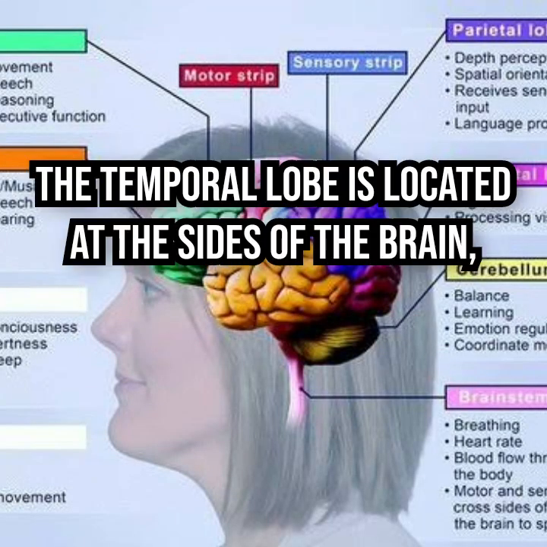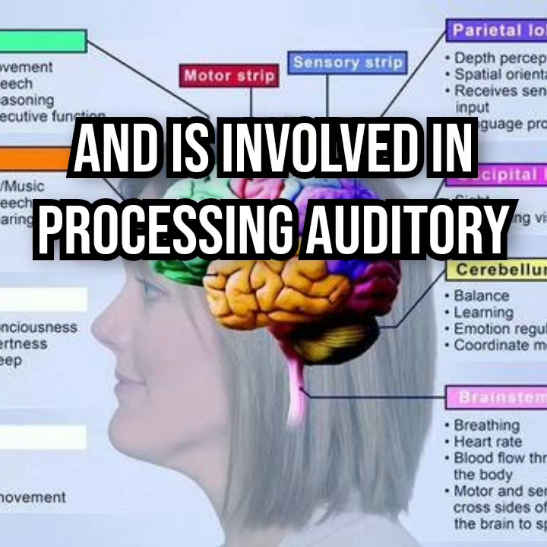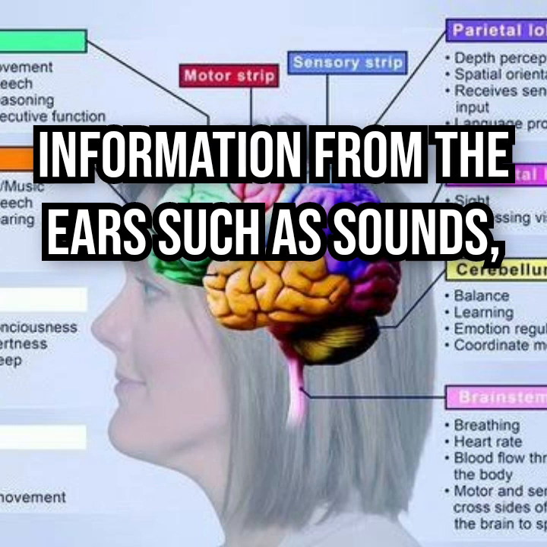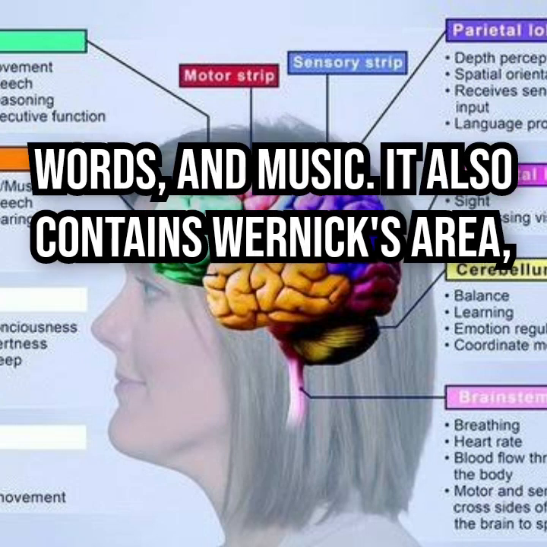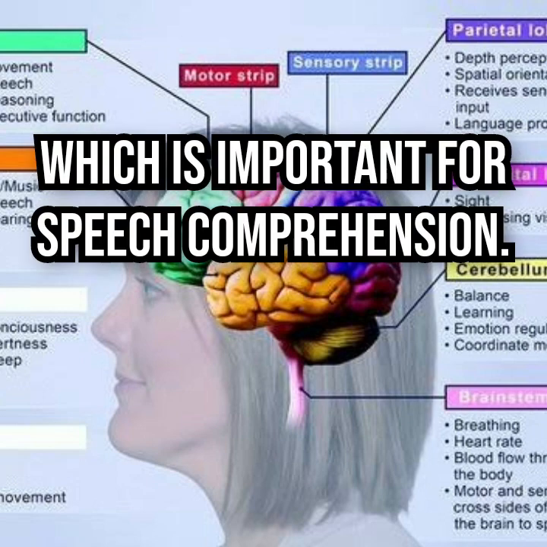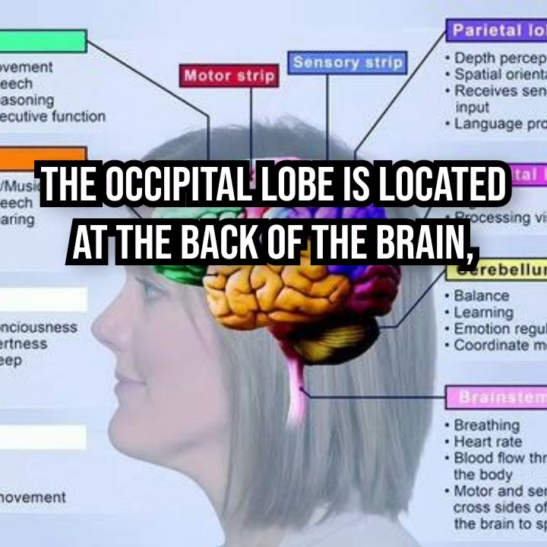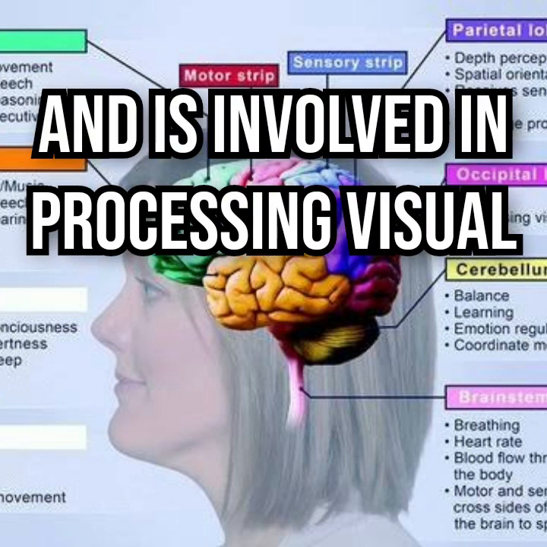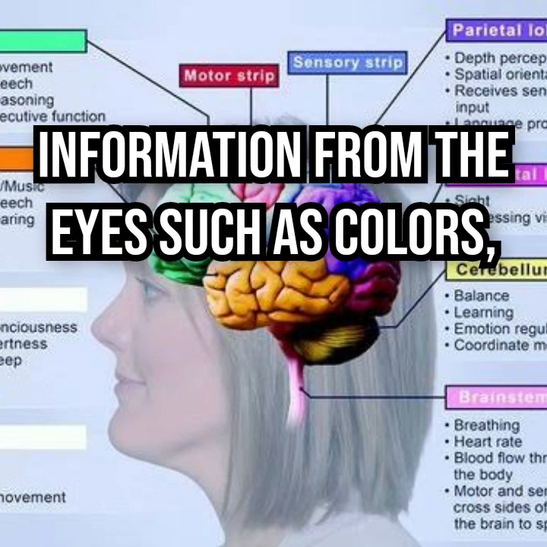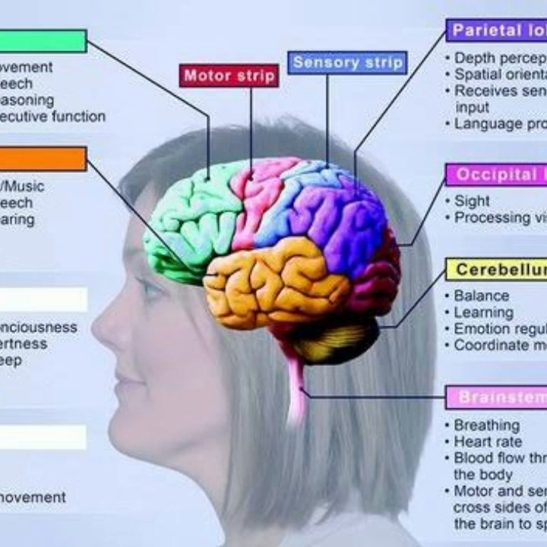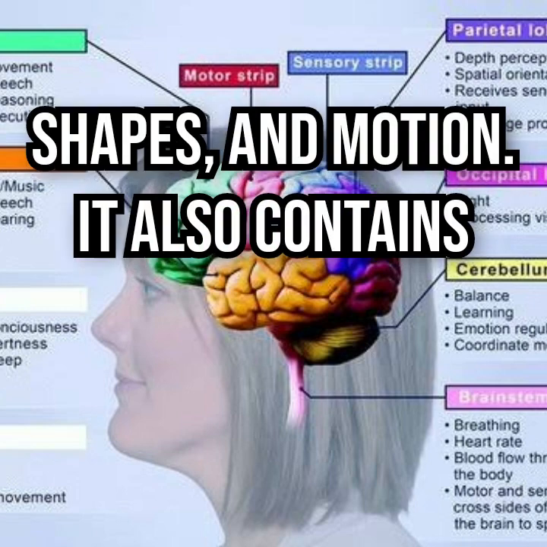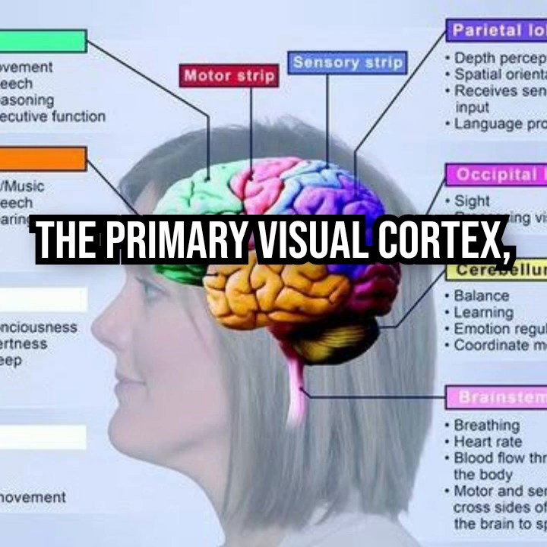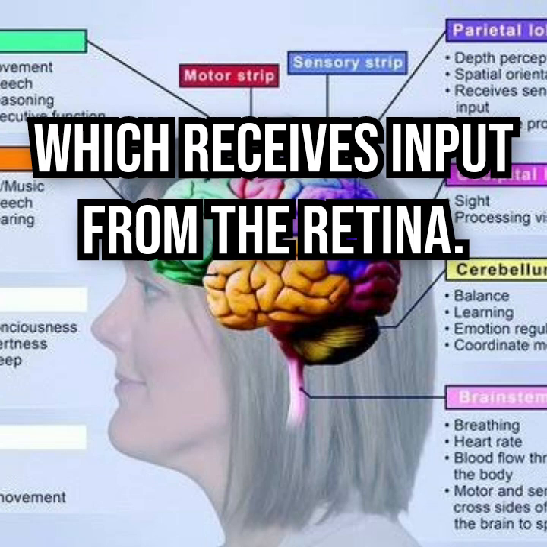The temporal lobe is located at the sides of the brain and is involved in processing auditory information from the ears, such as sounds, words, and music. It also contains Wernicke's area, which is important for speech comprehension. The occipital lobe is located at the back of the brain and is involved in processing visual information from the eyes, such as colors, shapes, and motion. It also contains the primary visual cortex, which receives input from the retina.